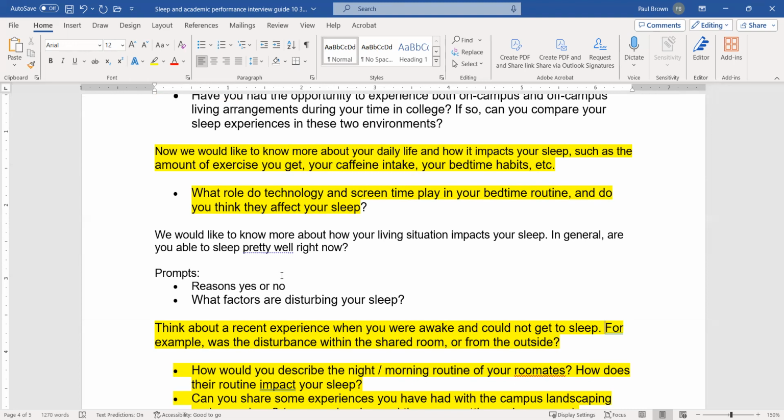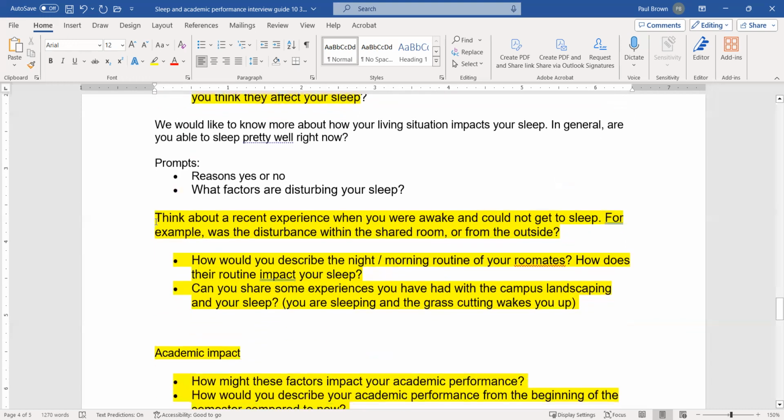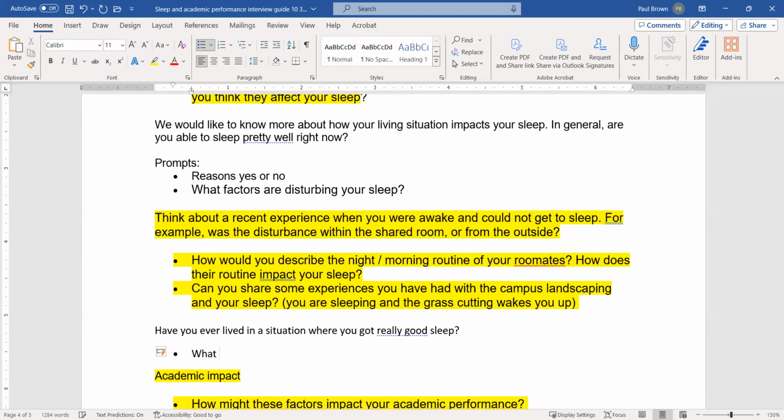So maybe something like, think of a time when you were in a situation where you could get really good sleep. What was that like? Think of a time when something like that. Okay. So you could have, well, you couldn't get to sleep. So it'd be something like that. Have you ever lived in a situation where you got really good sleep? And if so, what was that like?